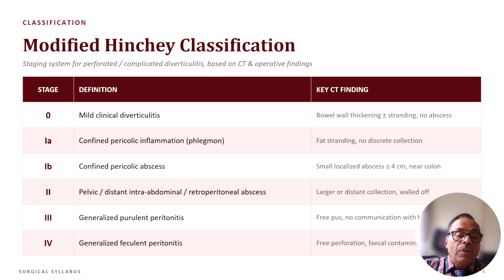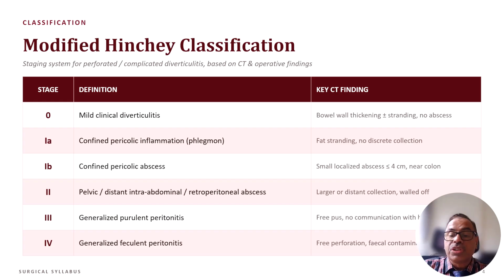Then comes stage 2, which is a pelvic or slightly distant intra-abdominal or retroperitoneal abscess. Here there may be a large or distant collection which is walled off. So the location of the abscess has now moved away from the pericolic area to either the pelvic area, the retroperitoneum, or even a distant region within the peritoneal cavity. That is stage 2. Stage 3 would be generalized purulent peritonitis, which signifies a frank perforation leading to initially purulent peritonitis. So there is free pus, and the whole peritoneal cavity would be flooded with this purulent fluid.